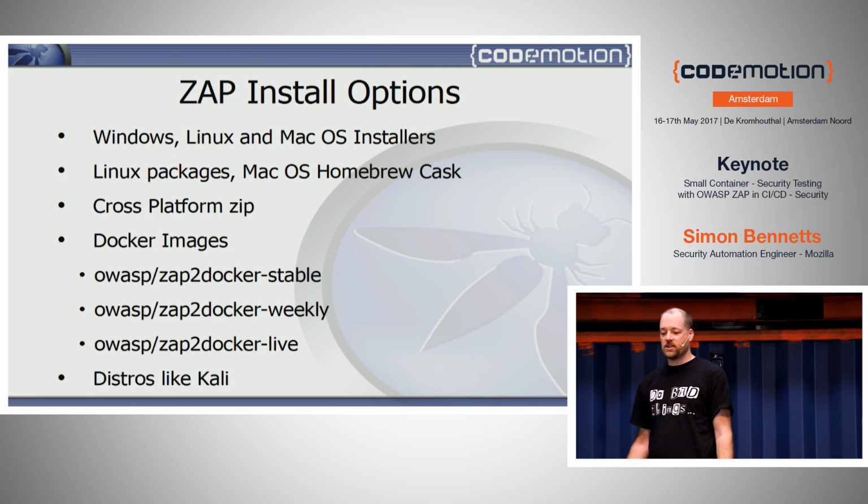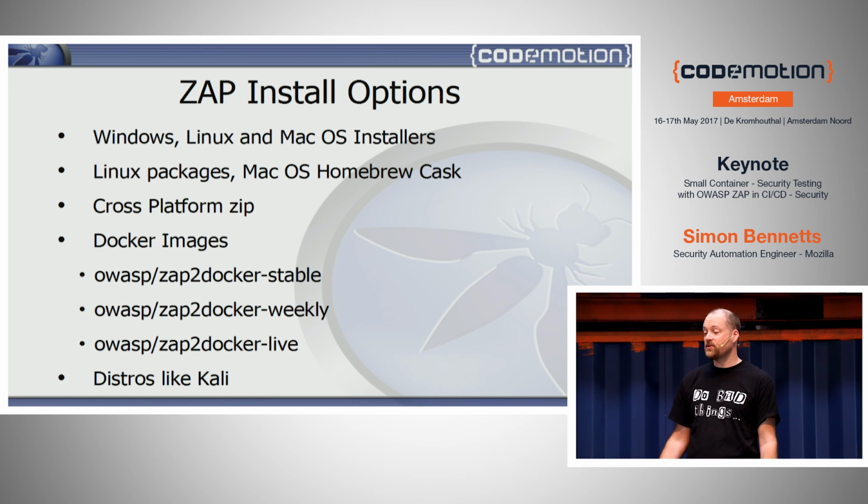So we have lots of different ways to install ZAP, which I'll make as easy as possible. We've got installers for all the main operating systems. We've got Linux packages, Homebrew casks. But the ones I want to point out are the Docker images, because I don't know about you, but I'm a fan of Docker, particularly with automated testing.